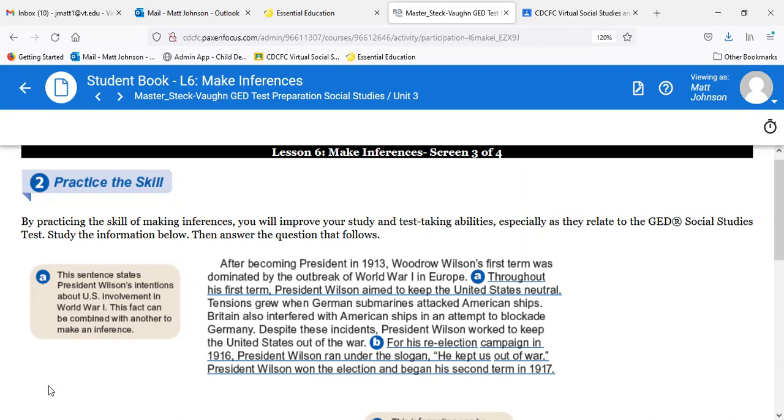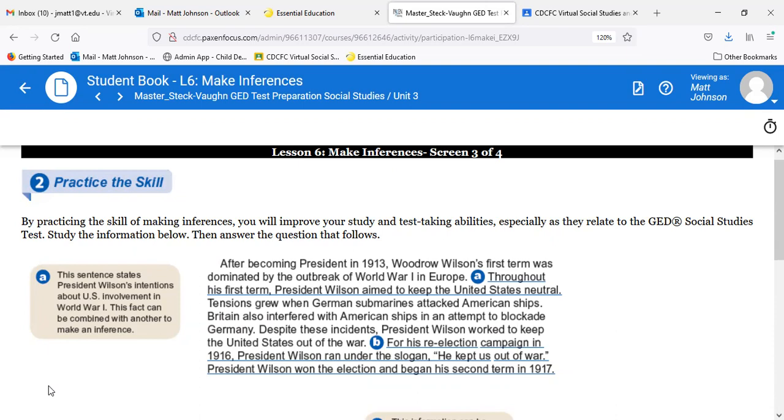Tensions grew when German submarines attacked American ships. Britain also interfered with American ships in an attempt to blockade Germany. Despite these incidents, President Wilson worked to keep the United States out of the war. For his re-election campaign in 1916, President Wilson ran under the slogan, "He kept us out of war." President Wilson won the election and began his second term in 1917.